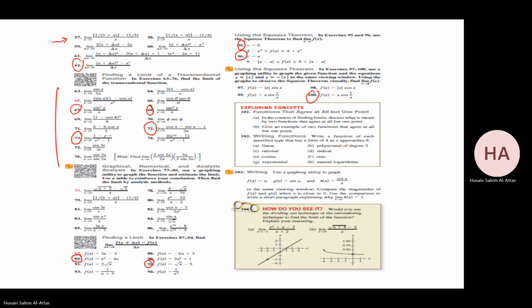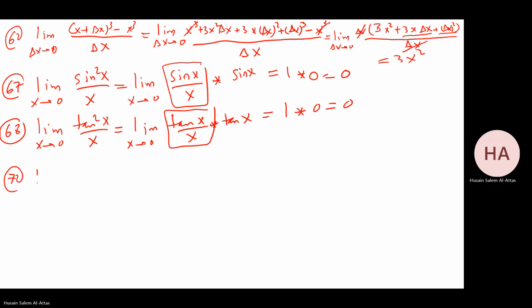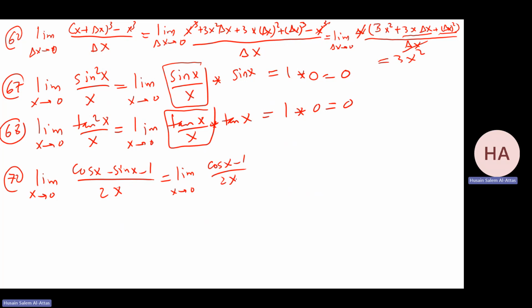72. Limit as x goes to 0 of cosine x minus sine x minus 1 over 2x. I can split it into cosine x minus 1 over 2x minus sine x over 2x. This, I know it's 0, so that will be 0. 0 over 2 is 0. And this one, I know it's 1, so it's 1/2. So the answer is minus 1/2.